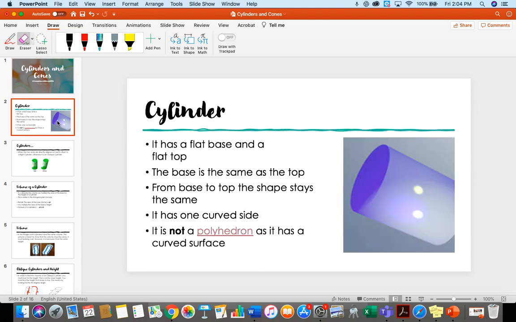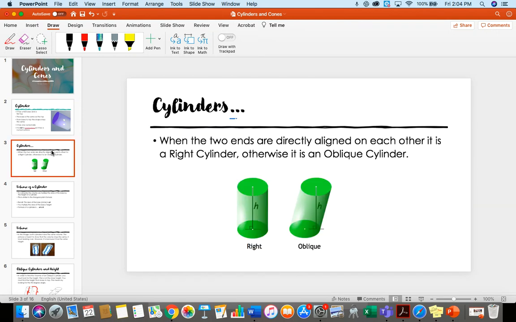So let's go. Let's talk about cylinders. A cylinder has a flat base and a flat top. The base is the same as the top. From base to the top, the shape stays the same. It has one curved side. It is not a polyhedron as it has a curved surface.